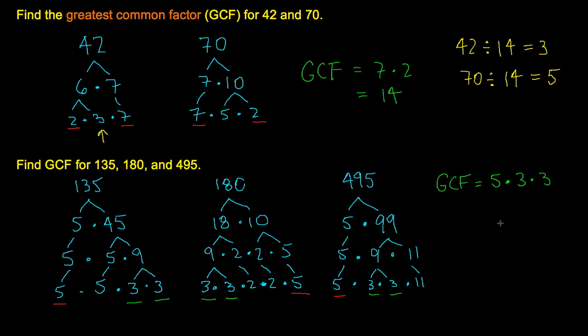Now when I look at the remaining factors, they have nothing else in common. The 135 has a 5 left over, the 180 has 2 2s left over, and the 495 has an 11 left over. So we've got all of our common factors out of the three numbers. And so as we work out this greatest common factor, 5 times 3 times 3, 5 times 3 is 15, times 3 again is 45. So the greatest common factor, or the largest number that divides into 135, 180, 495, is 45.